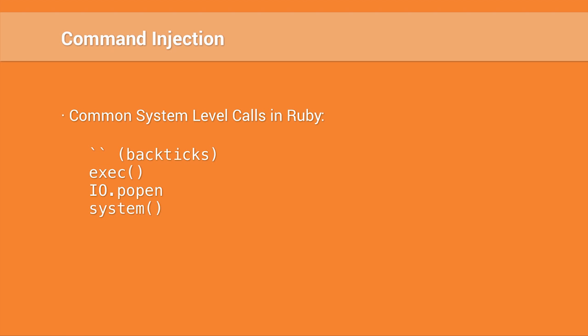There are 4 common ways system commands are executed in Ruby: backticks, exec method, popen method within IO class, and the system method. First, let's show what happens when user input is interpolated into a system method call.